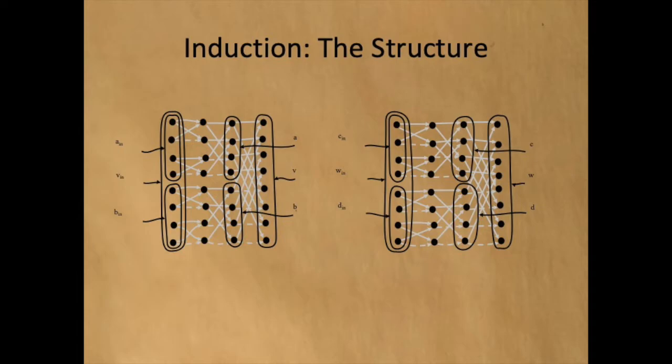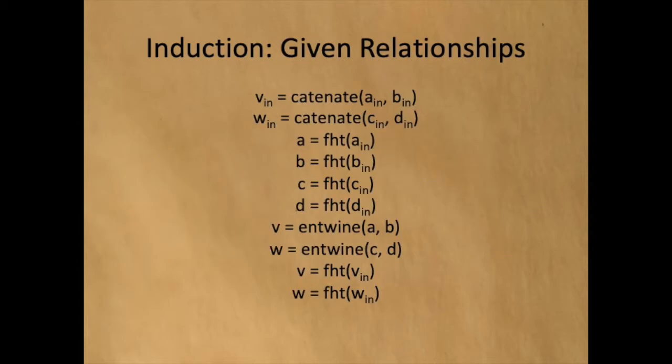The inductive step is based on this butterfly, which indicates the following 10 relationships. Note that vector Vn is composed of vectors An and Bn, and that vector Wn is composed of vectors Cn and Dn. A is the fast Hadamard transform of An, B is the fast Hadamard transform of Bn, C is the fast Hadamard transform of Cn, and D is the fast Hadamard transform of Dn. V is the entwine of A and B, W is the entwine of C and D, and V is the fast Hadamard transform of Vn, and W is the fast Hadamard transform of Wn.